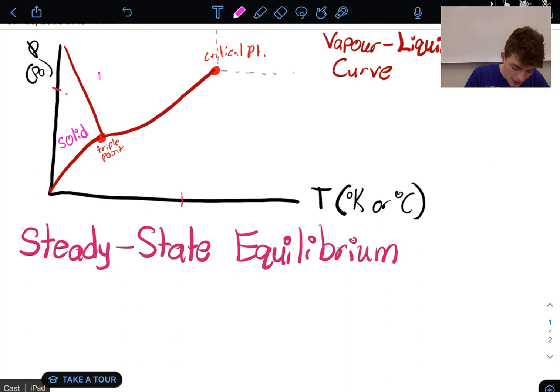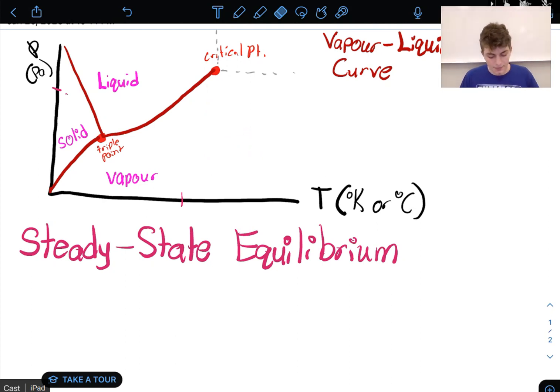This here will be our liquid region, and down here we'll have our vapor region. Sometimes you may see a slight distinction over here and see a gas region, but we're not going to worry about that, just because gases and vapors represent the same phase with everything we're going to talk about today. Also, we're not going to get to that high of temperatures, I don't believe.